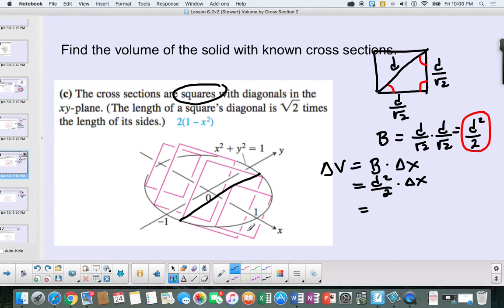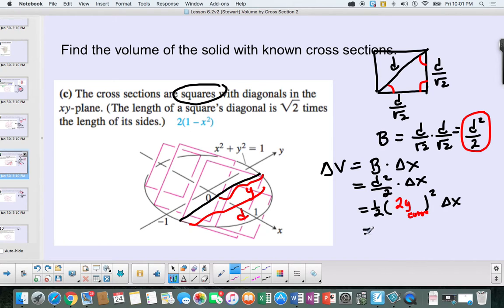Now what's my d? My d is all the way across, but from here to here is the y coordinate. So I'm going to write 1/2, and I'm going to write for d 2y of the curve. So the y of the curve is that halfway mark up, and when I times it by 2, that'll create the whole diameter right here. And then I write delta x.